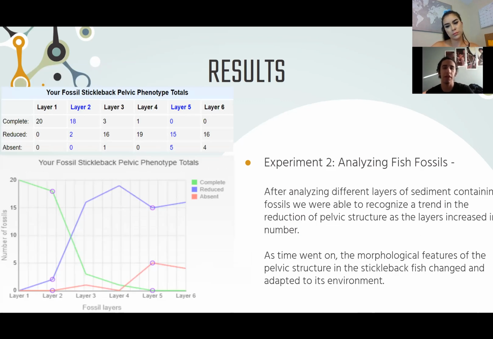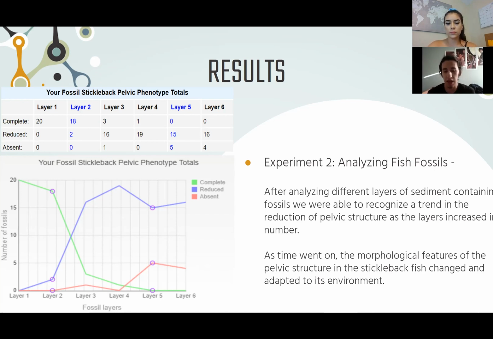These are results from experiment 2. As we can see here, we have 5 different layers. Layer 1 being the oldest and layer 5 being the youngest, the topsoil. As we go down into the furthest layer, we see that most, if not all, the fossils exhibit complete phenotype structures for pelvic backbones among stickleback fish.